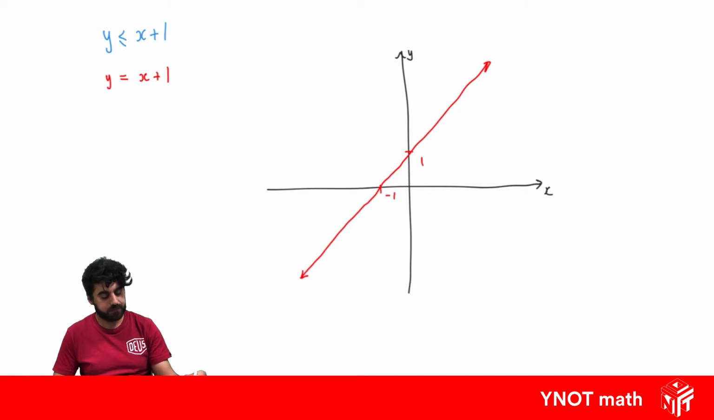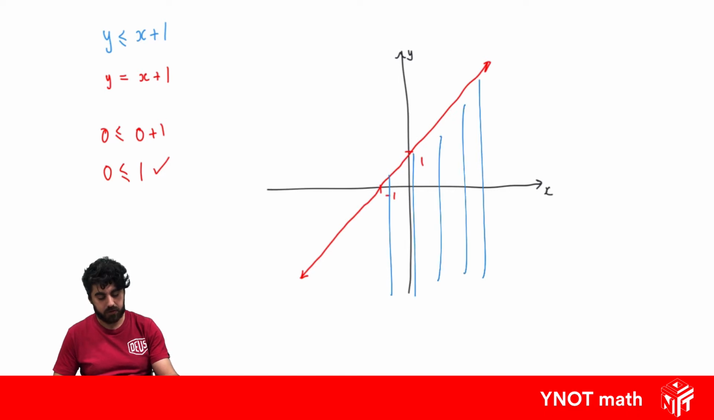If you weren't confident on just that, you could sub in a test point that wasn't on the line, for example 0, 0, and see if that point holds true. So we'd have 0 is less than or equal to 0 plus 1, so we get 0 is less than or equal to 1, which is true. And if you get a true value, it means it's true for all points in that region. So 0, 0 is below the line, so it's true for all points below the line. Then we'd shade in all that area below the line, where all the values of x and y are true.